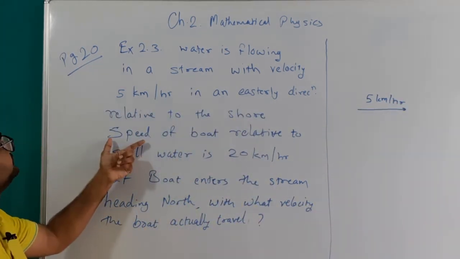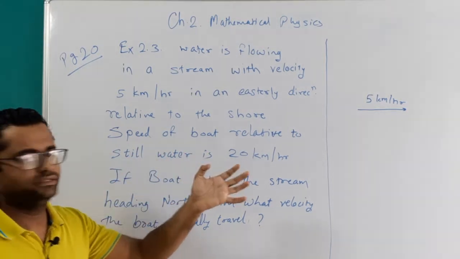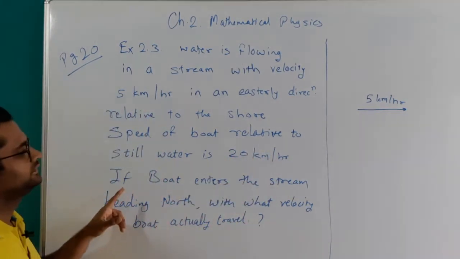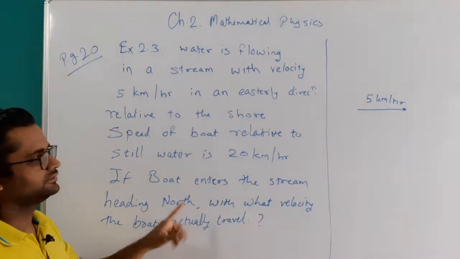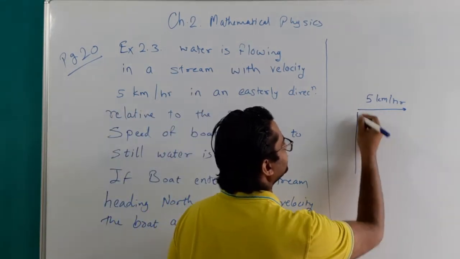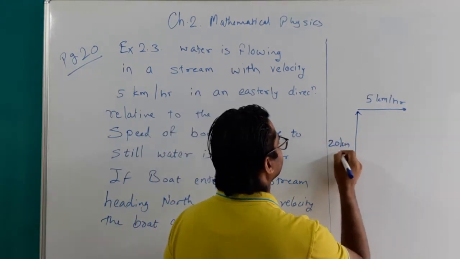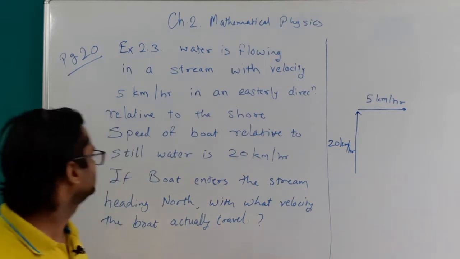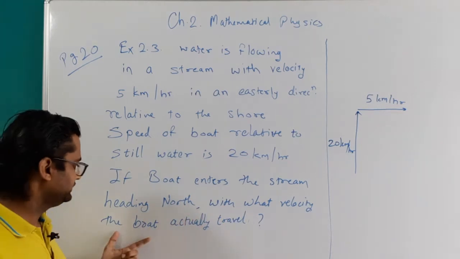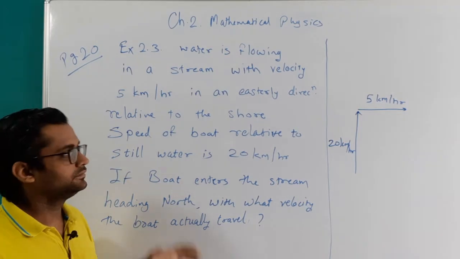The speed of the boat relative to still water is 20 km per hour. So if the water is still in the river, the boat will move with 20 km per hour, and the boat enters the stream heading north. Since this is east, this will be north, and the speed is 20 km per hour. This is the given data. If the boat enters the stream heading towards north, with what velocity does the boat actually travel? We have to find the actual velocity of the boat in that situation.